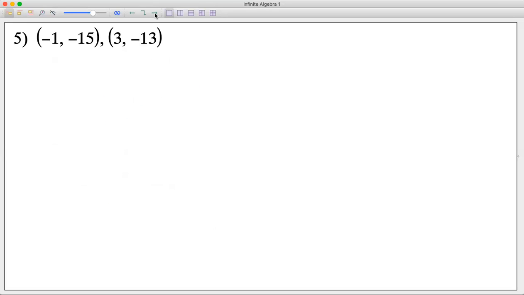Number 5. All right, so we're given 2 points and it says calculate the slope. Yeah, I know how to do that. What's the slope formula? It's x1, y1. No, it's x1 over. It's right there. It's y2 minus y1 over x1. Yeah. y2 minus y1 over x2.